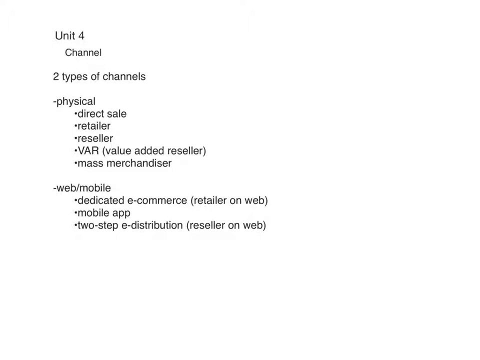For the web and mobile channel, there's dedicated e-commerce. It's your own website, and the mobile app is just an app. And two-step e-distribution is like Amazon, those websites that allow you to shop for everything.